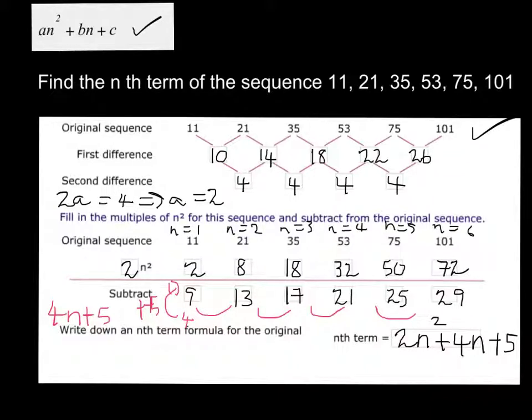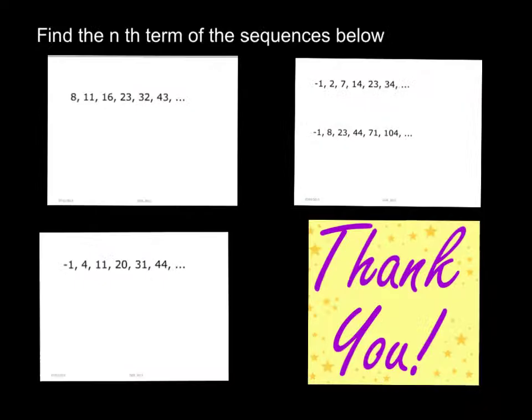Now here are some practice questions. Press pause and have a go. Look back at the principles here and use them to find the nth term of the sequences given. Here we have number 1, number 2, number 3, and number 4. You have 4 questions to do, so you're going to use the principles that were outlined previously to find the nth term of these sequences.